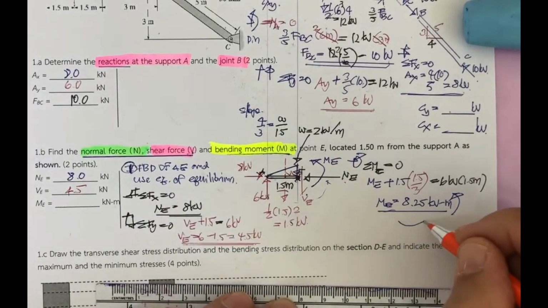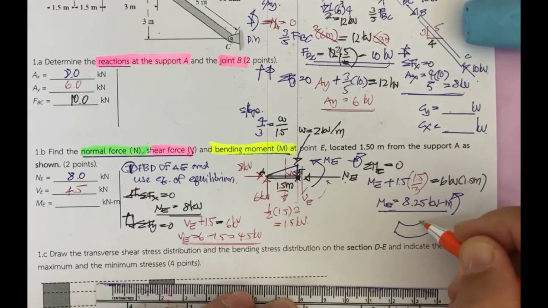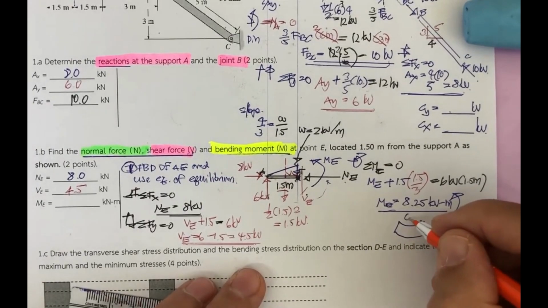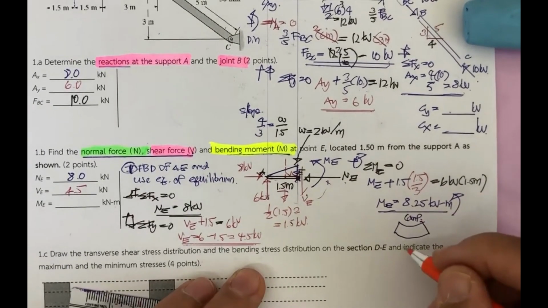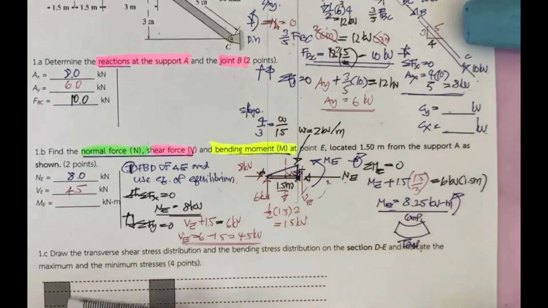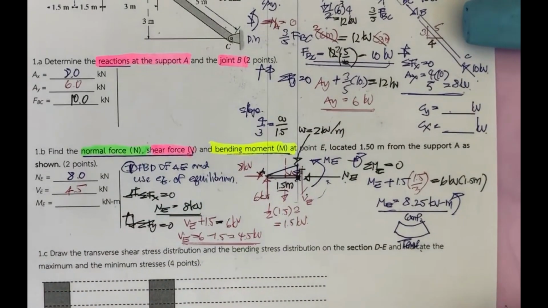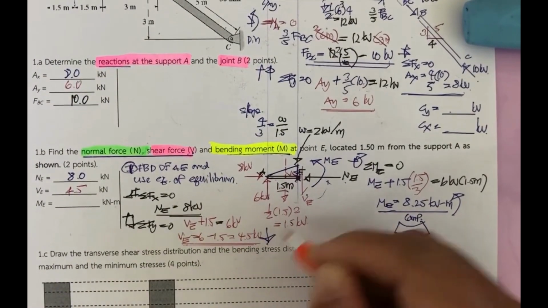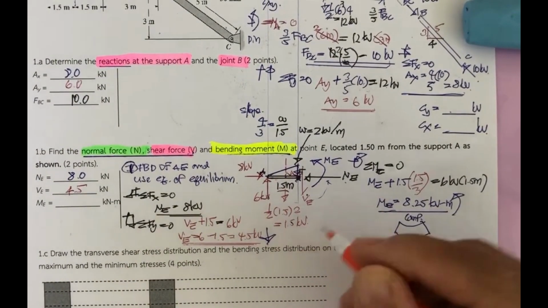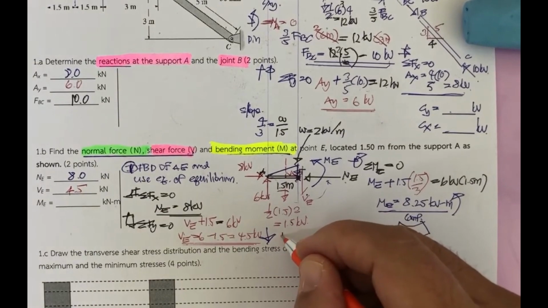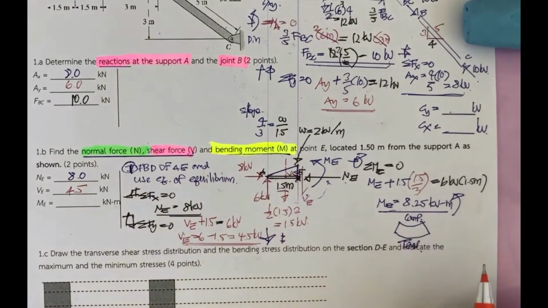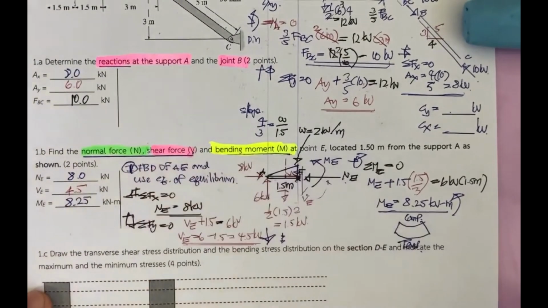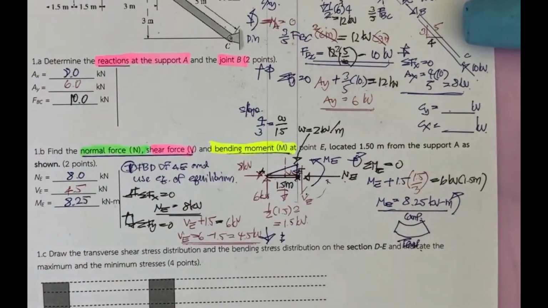A positive moment is going to produce this kind of deformation. The top is going to be in compression, and the bottom is going to be in tension. Okay, that's going to help you. The shear is downward. This is positive, downward. That means the shear is going to be in this downward direction. So for the answer, you got this one as 0.25 kilonewton meter.